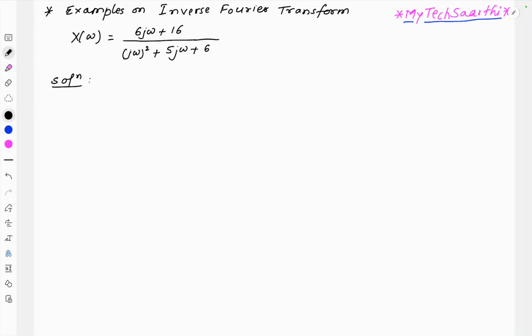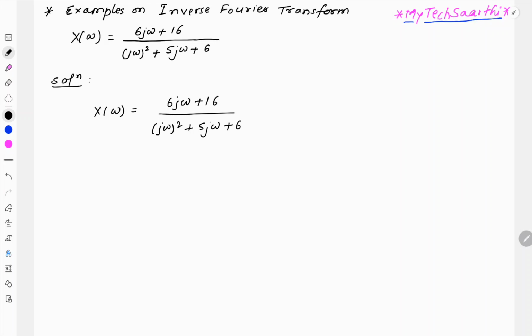In this video, we are going to solve an example on inverse Fourier transform. To solve inverse Fourier transform, we need to make use of partial fraction expansion. So, the given equation is (6jω + 16) upon (jω)² + 5jω + 6.